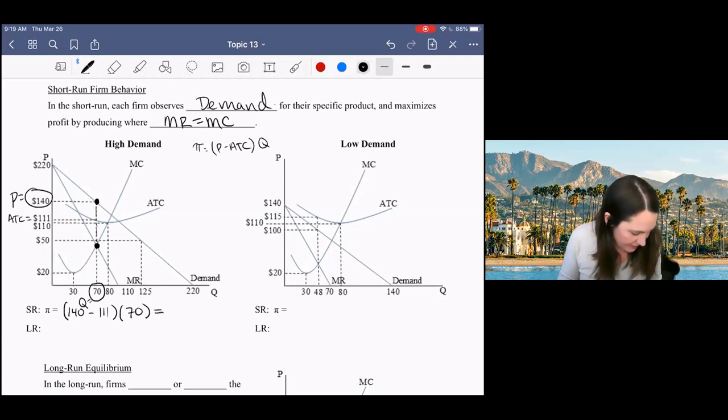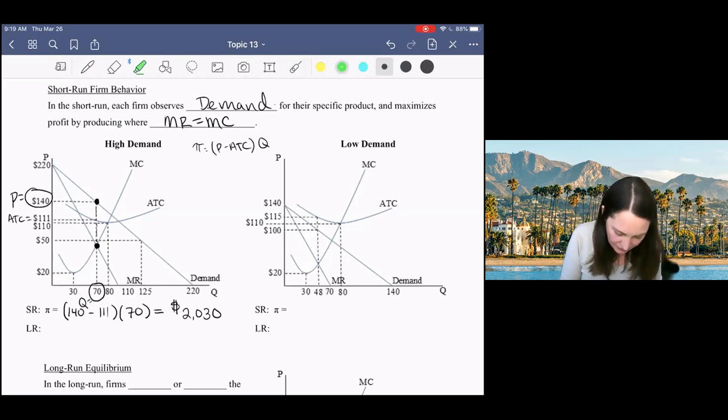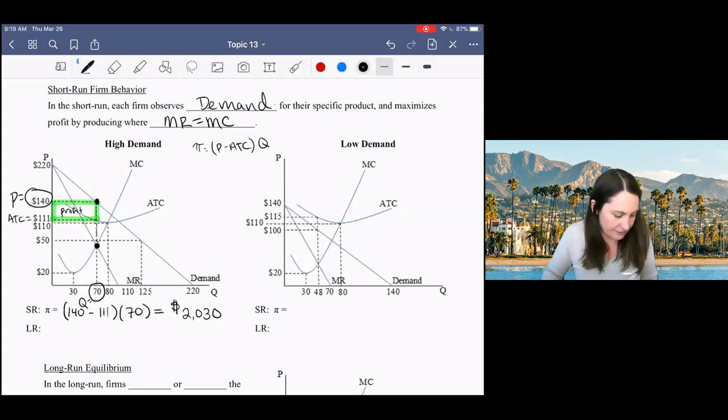And this firm is making a profit equal to $2,030 in the short run. And we can even label that profit on the graph. It's going to be the area between price and average total cost out to our quantity of 70, right? So here's our short run profit.